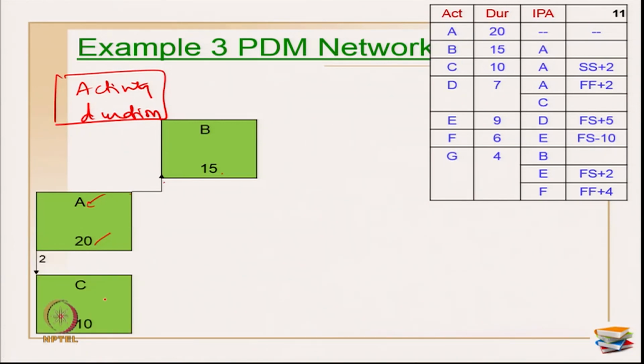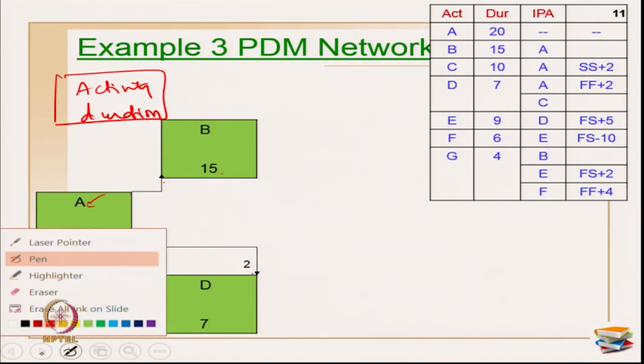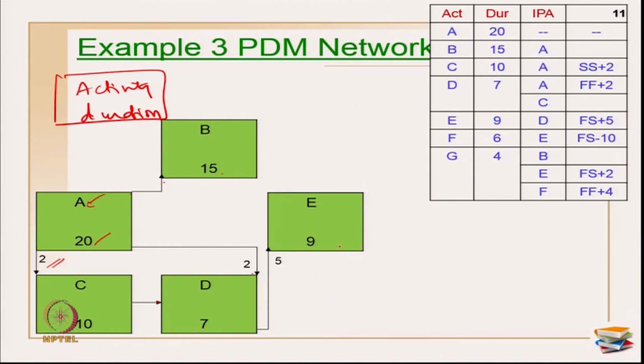The next is activity C. This is start with a lag of 2 with activity A, and the duration for C is 10, okay. Next activity D, I have finish relationship with A with a lag of 2, that is shown here, and there is a default relationship with C also, which implies a default finish start relationship with C is also there, okay. Next is activity E. Activity E has a predecessor A and the relationship is finish start, but there is a special condition given of 5 days of lag, okay.